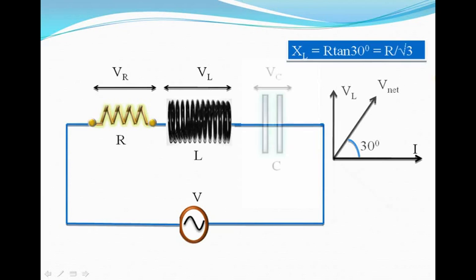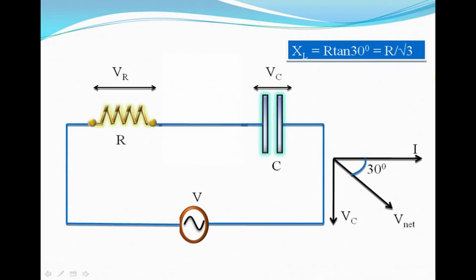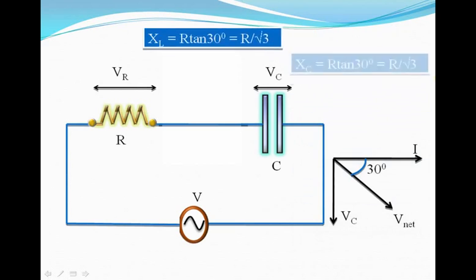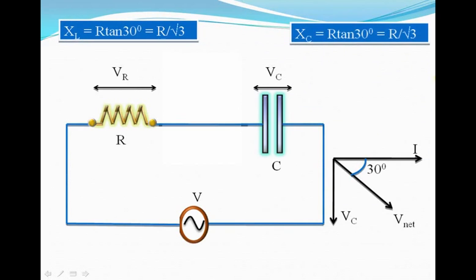Similarly, it is given that when the inductance is removed, the current leads the voltage by 30 degrees. This again tells us that XC by R is tan 30 degrees in the opposite direction, isn't it? And XC is R by root 3 again. This is because if the current leads the voltage by 30 degrees, that means that the resistance leads the impedance consisting of R and C by 30 degrees, and that's why I've written XC by R is tan 30 degrees. So we have found out that the value of XL is R by root 3 and the value of XC is also R by root 3.